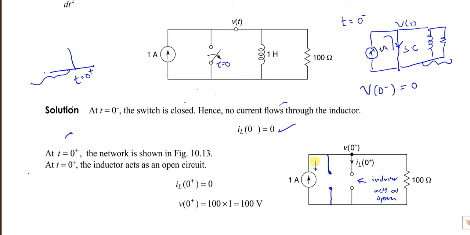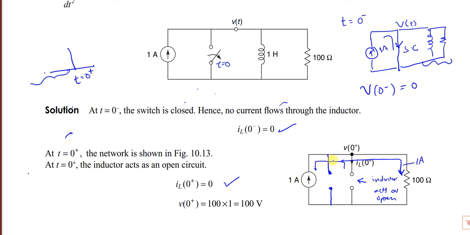Now this 1 amp will not go through this path because this is also open. The full 1 amp will go through this, because this is also open, that is infinite resistance. This 1 amp fully goes through this. So now what happens? Since the inductor acts as an open circuit just after switching, the current IL of 0 plus is 0.